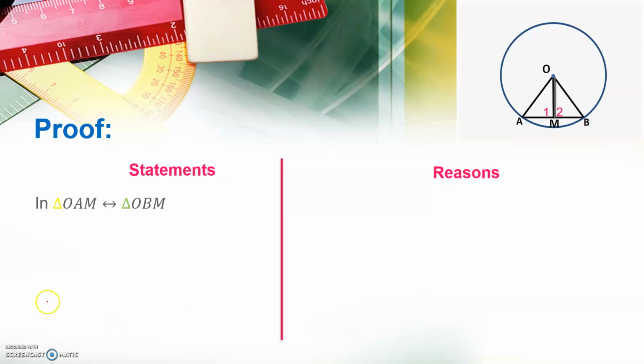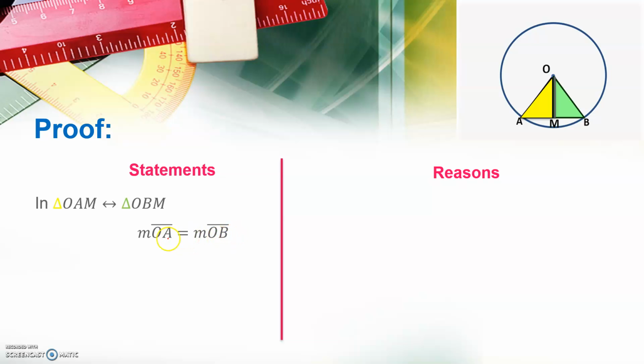As students, in triangle OAM, that is corresponding to triangle OBM, we have to find, is there any resemblance or similarity between these two triangles. One is OAM, that is colored with yellow, and other is OBM, that is colored with green. So measurement of line segment OA is equal to measurement of line segment OB.